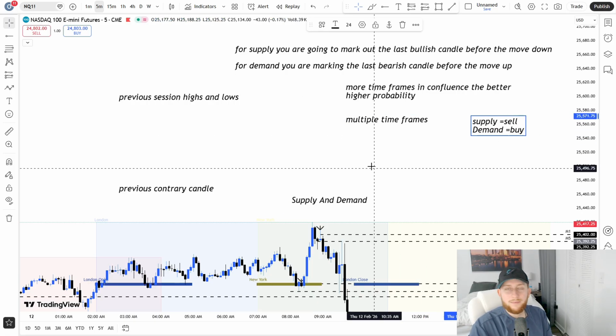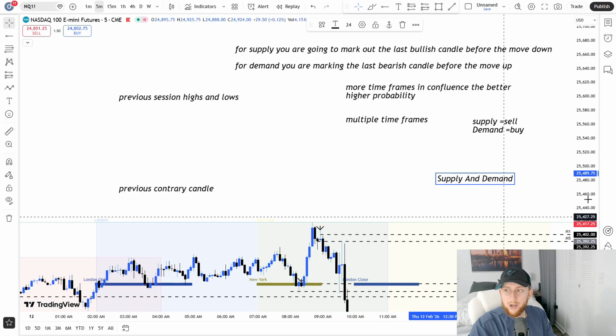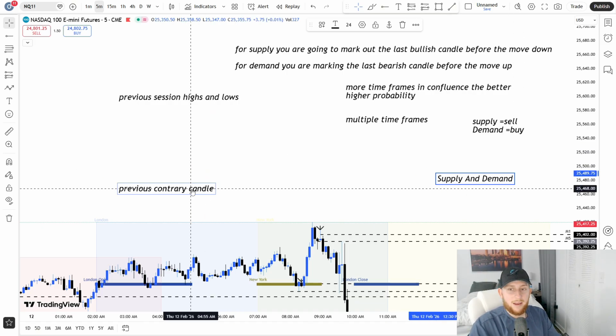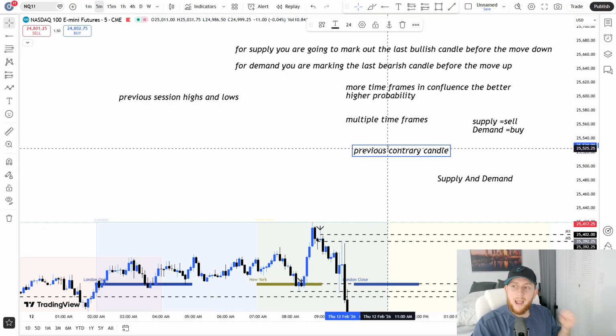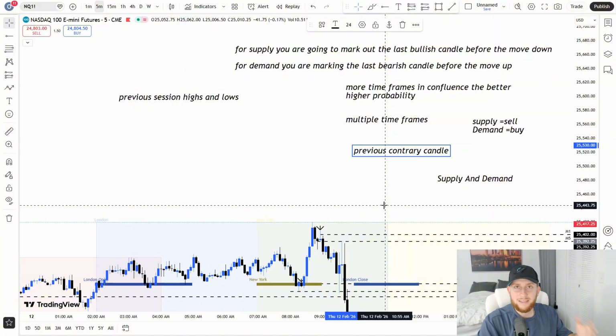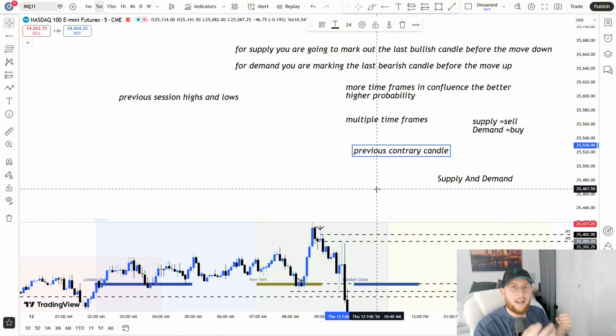Supply, sell, demand, buy, very simple. And the strategy is supply and demand. And you guys have to know by now, previous contrary candle is exactly the candle you're looking for, and that's where you mark your level of supply and level of demand.